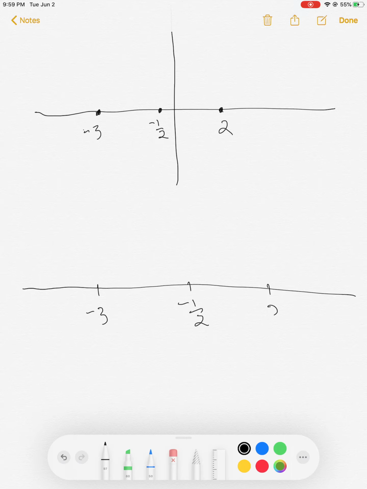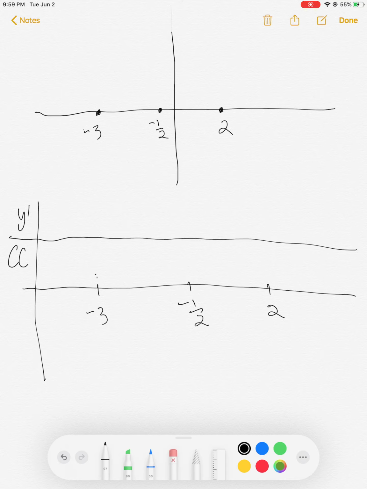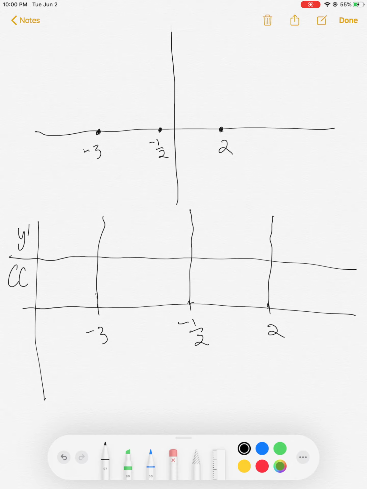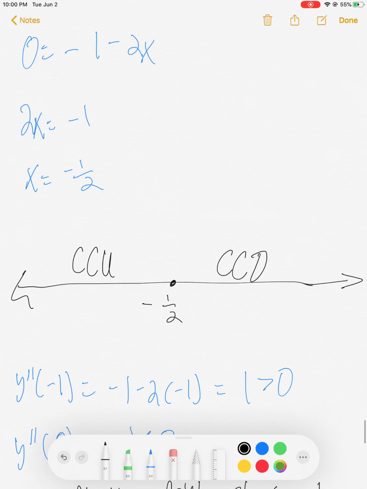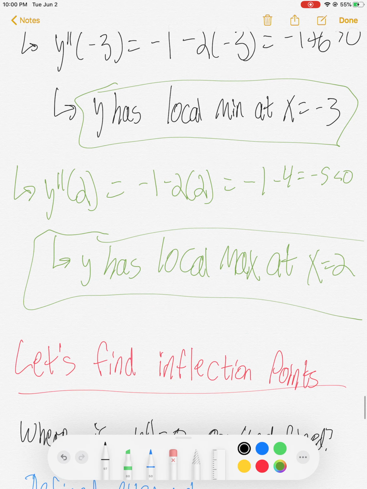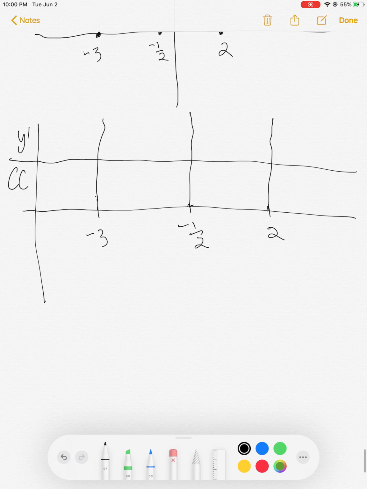Let's see, at -3 we have a min. Why don't we go ahead and make our table again, because that would be helpful for me. So I'm going to label -3, -1/2, and 2. And again, I want to know y prime: is y prime increasing or decreasing? And what's the concavity looking like?